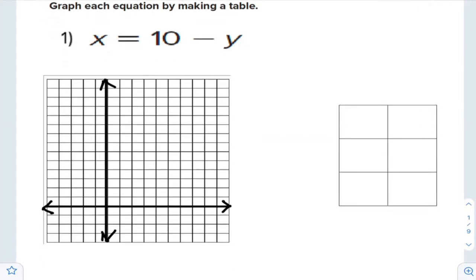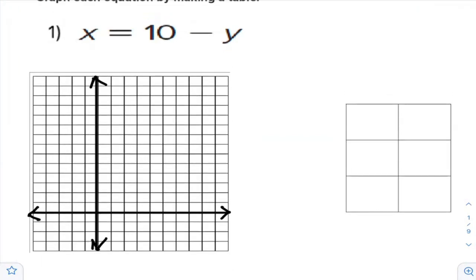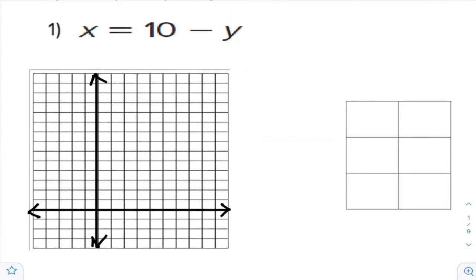x equals 10 minus y. We should expect that the result will be a line. Since it's a relation between x and y, x is to the power 1, and it should be linear. Let's see how we can graph such a function.